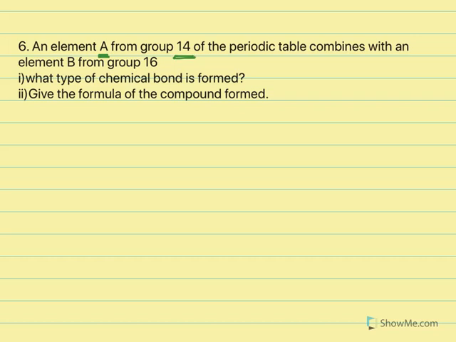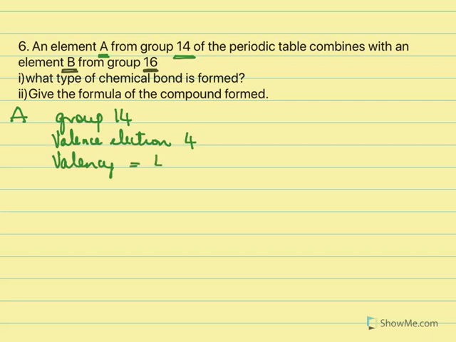An element A from group 14 of the periodic table combines with element B from group 16. What type of chemical bond is formed? So let's examine A. Now for A, group 14 means valence electrons 4. So valency is 4. We call it covalency because remember group 14 is just like carbon. It has got 4, it shares 4 electrons.